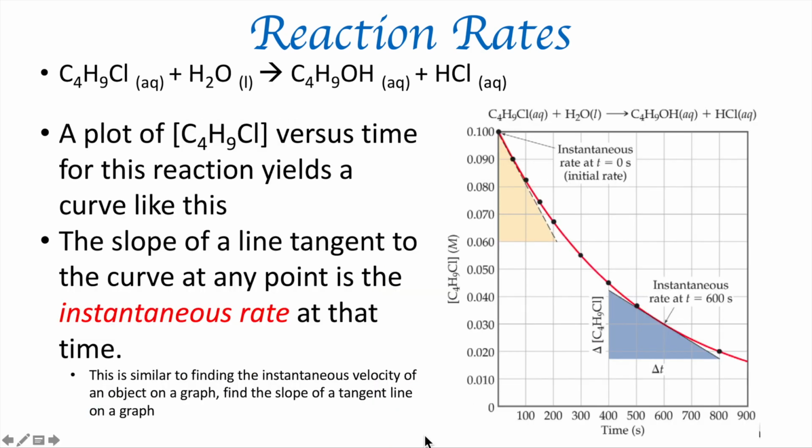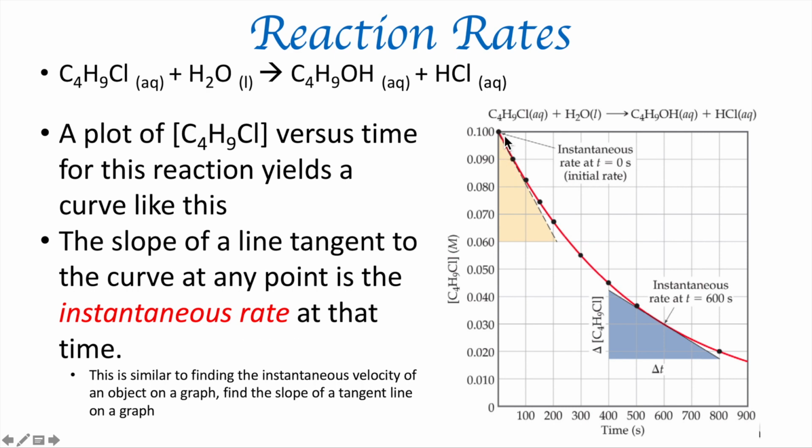If you look at this reaction, a plot of the methyl chloride versus time yields a curve like this. Initially you have a rapid change, and as time goes on, the slope begins to lessen, or curve outward. The slope of this line is very steep, and over here it becomes more gradual. The slope of the line tangent to the curve at any point is the instantaneous rate.